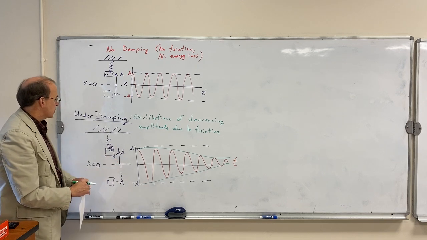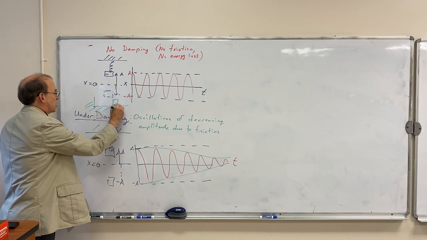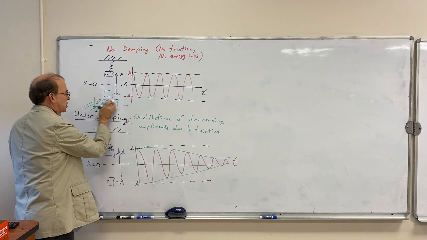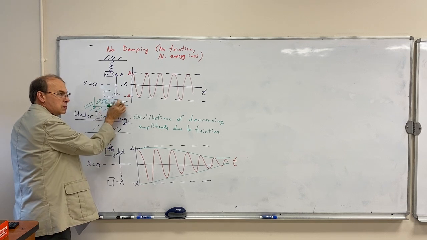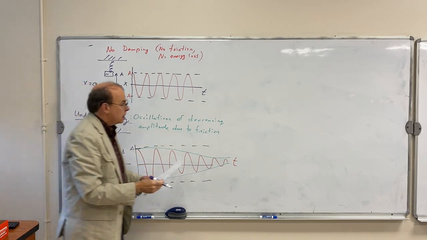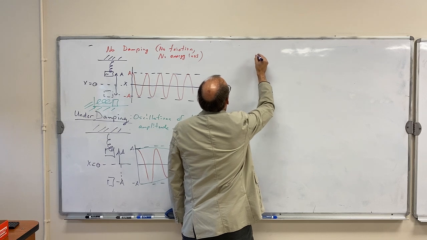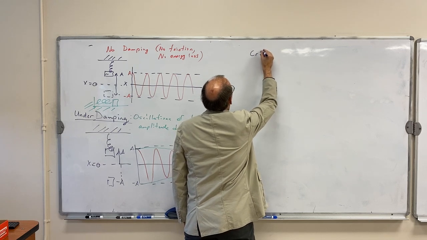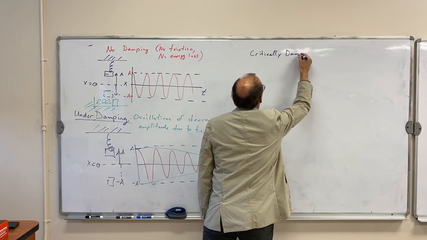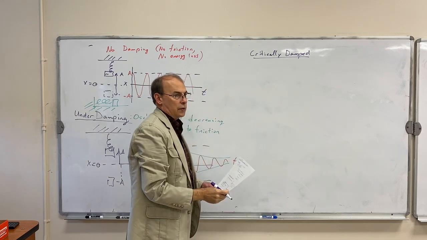So for example, if this were a mass on a horizontal surface, you might stretch it out and let it go. It could be friction with the surface that slows it down. Now there's a special case we deal with called critically damped. What if there's a lot of friction?